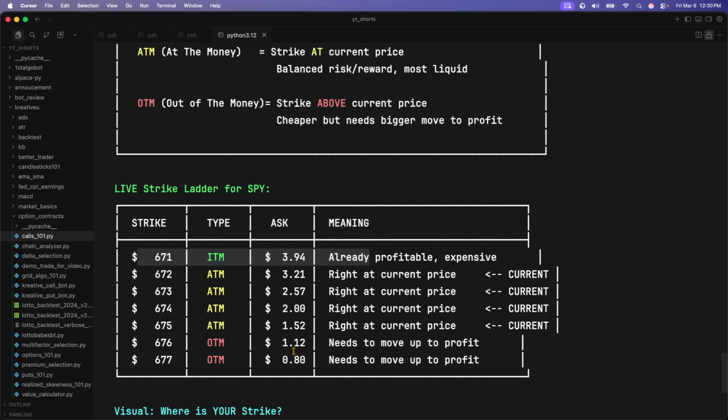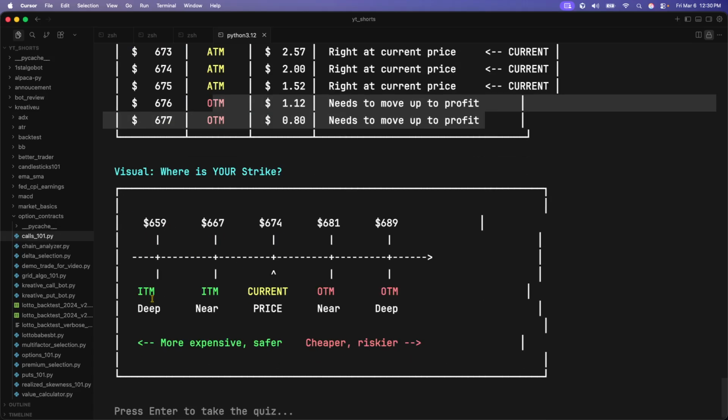And then OTM, these are going to be your home run hitters, your lottery tickets, right? So you need a lot more moves here in order for it to be profitable. I wanted to spend more time there so we can understand it, because you are going to see ITM, ATM, OTM a lot when it comes to option contracts, and I hope that gave you the breakdown, right?